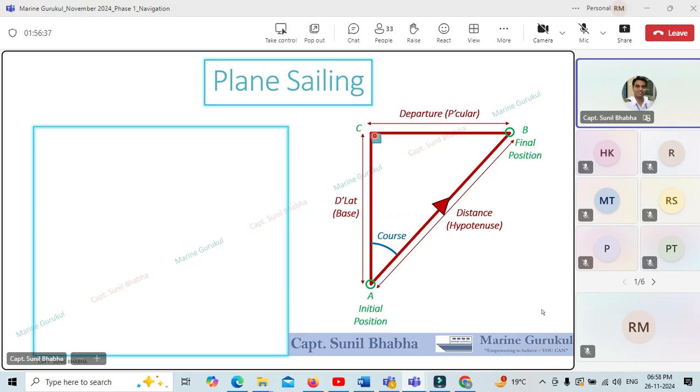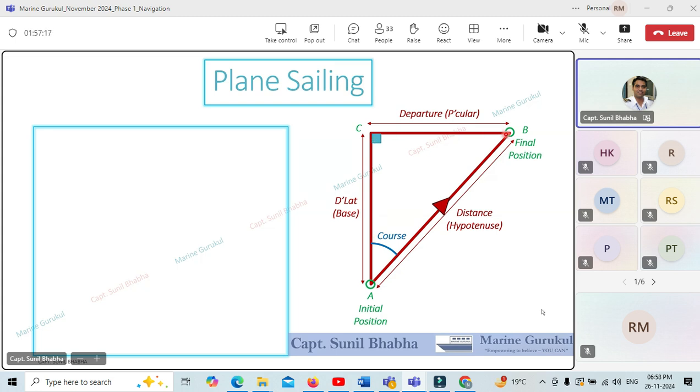Now in this triangle, we have the right angle at point Charlie. The side opposite to the right angle is the hypotenuse. So distance becomes our hypotenuse. Considering the course angle, the side Alpha to Charlie becomes the base, as it is connected with the angle, which is the course. And the side Bravo to Charlie, which is not connected with the course at all, becomes the perpendicular. So we have a right angle triangle. All the three sides are identified: hypotenuse, base, as well as perpendicular.